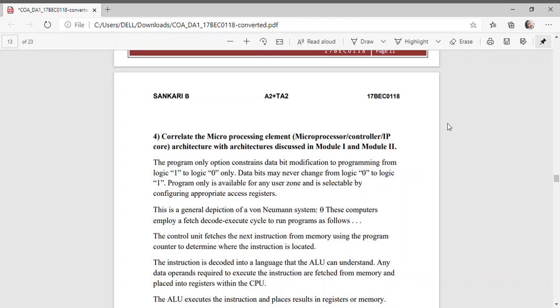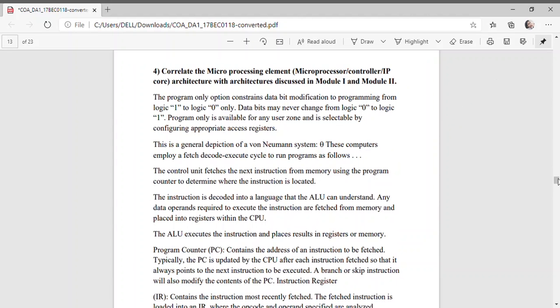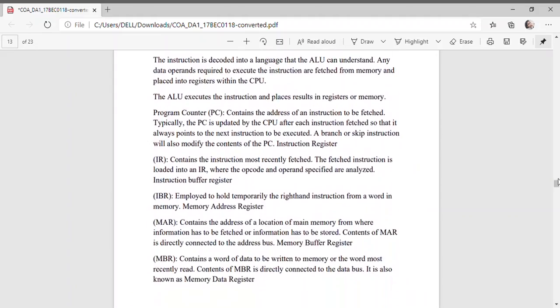So the fourth question is, correlate the microprocessing elements architecture with architectures discussed in Module 1 and Module 2. General depiction of the von Neumann system is discussed, and actually how the control unit fetches the next instruction from the memory program counter, and data operands are then fetched from the memory and are placed in the register within the CPU, and the instructions are then converted into ALU understandable language, and those are executed. So this process is discussed, and the correlation between the different architectures are discussed here.